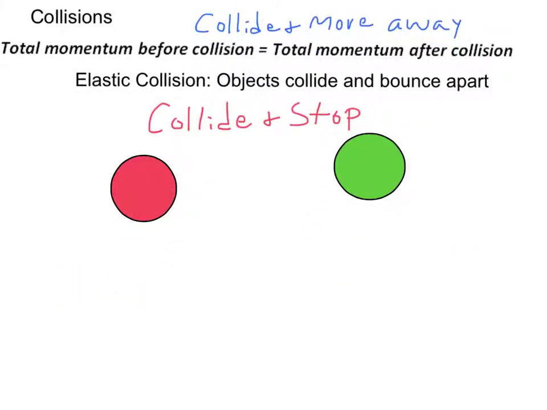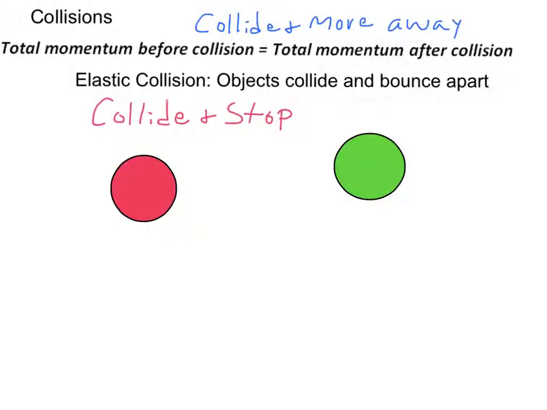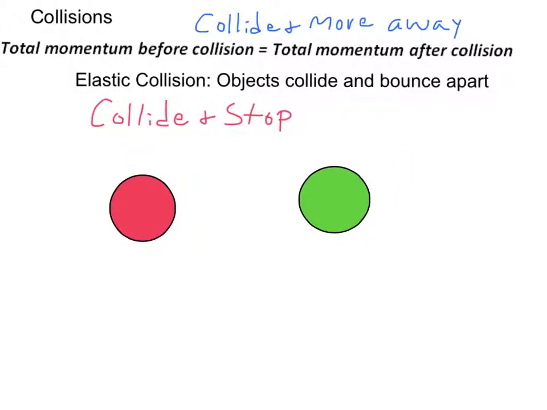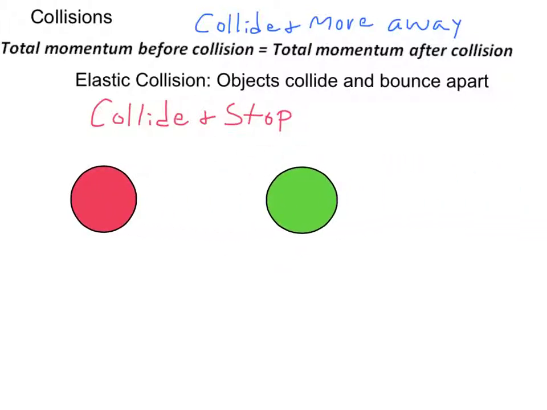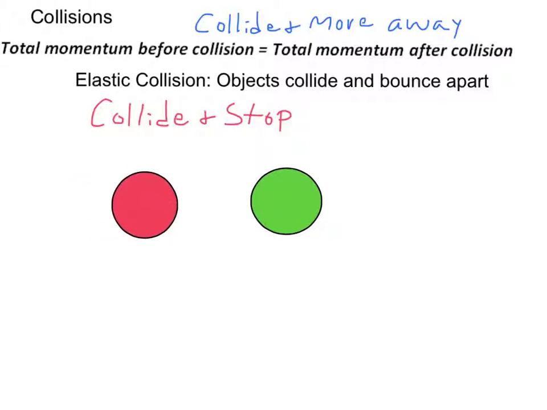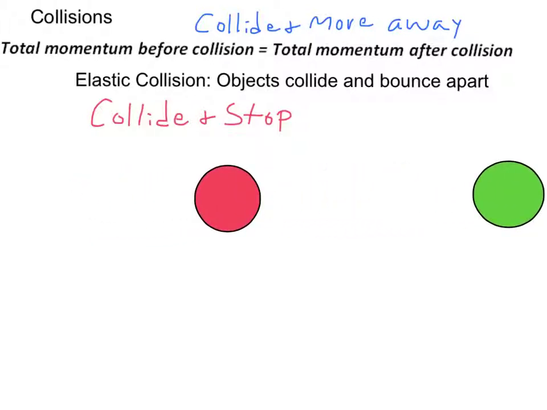So let's talk first about the collide and stop type of elastic collisions. With this type of collision, we're going to start with one object at rest while the other object moves in and collides with the at rest object. When this happens, the first object comes in, collides with the second object, and the second object moves away while the first object stays put. So the whole collision would look something like this. The green object's at rest, red comes in, collides, that one moves away.